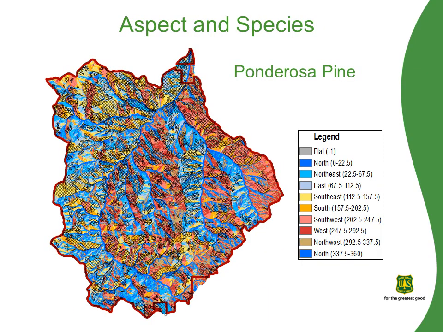This is a display of the aspect across the project area. For now, if you just ignore the hatching, the blues are north aspects, brown is northwest, yellows to reds are southerly to west aspects. The areas with the hatch mark overlay shows where ponderosa pine is one of the dominant overstory species in the stand.